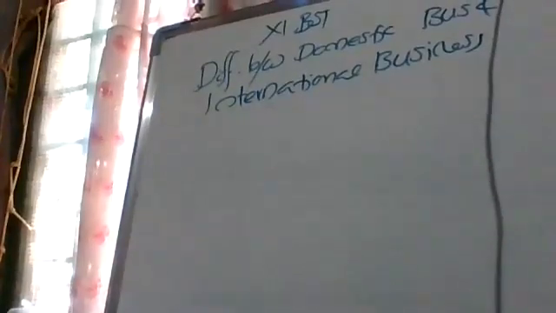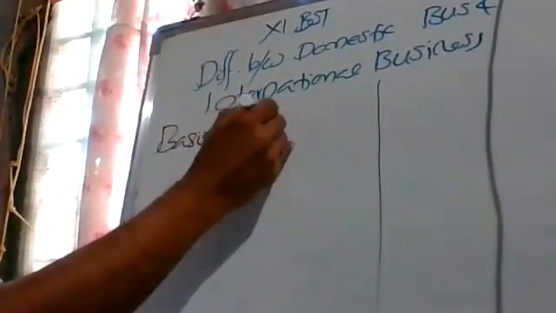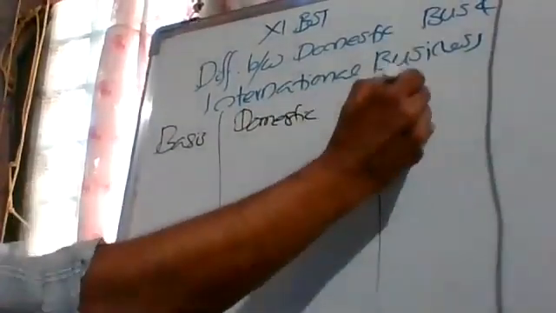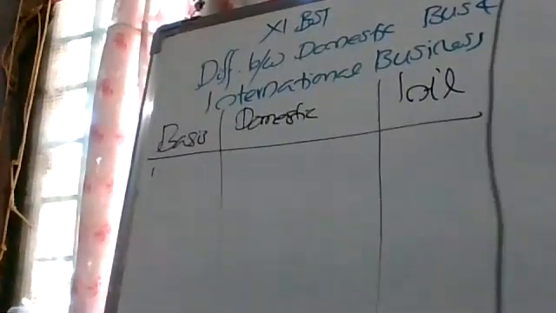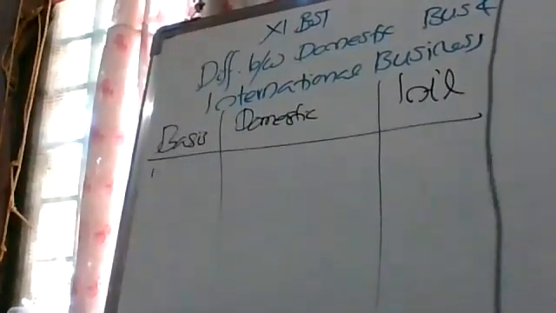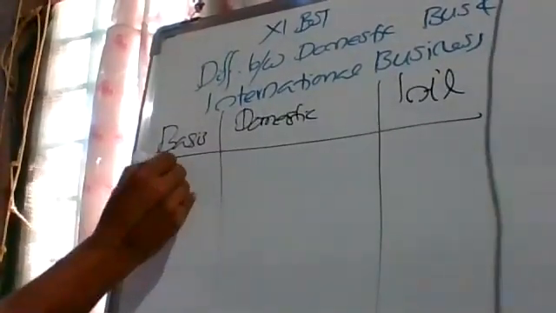Difference between domestic business and international business. Domestic means internal trade. Just for the basis. Next. Domestic. International. Nationality.